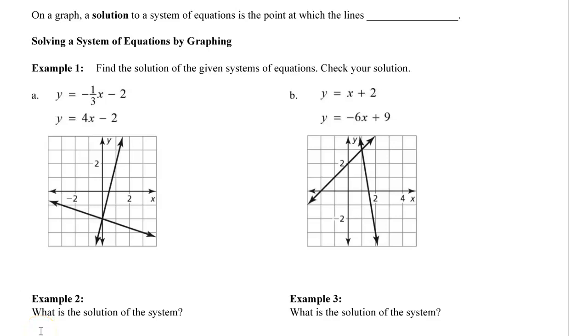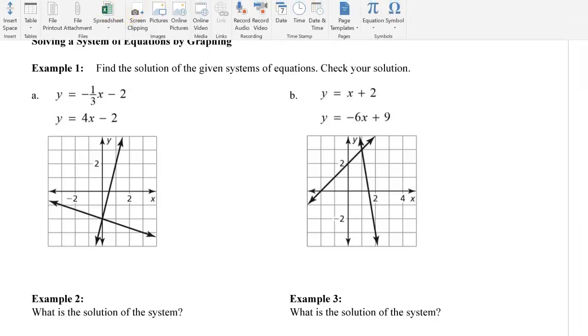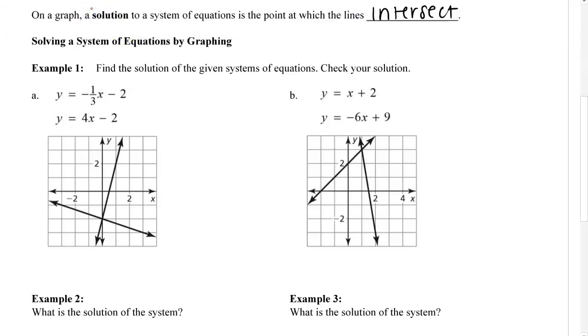In this video, we are going to be solving systems of linear equations by graphing. So it's important to know that a solution to a system of equations, when we're looking at it graphically, is the point that the lines intersect. So if we are looking at these two graphs below, the solution to the system is the point that the two lines intersect. So for this first system, the solution is (0, -2). And for the second system, the solution is (1, 3).